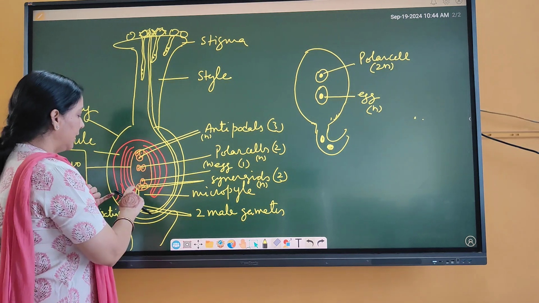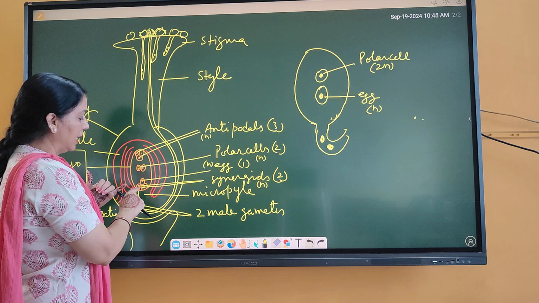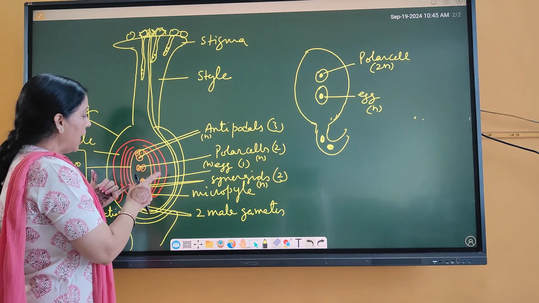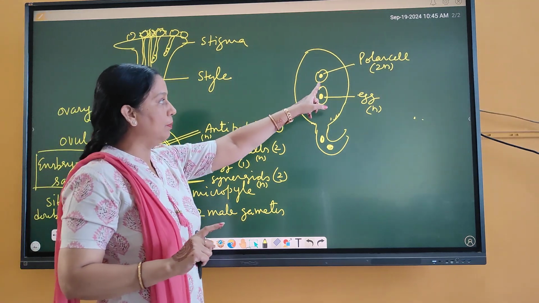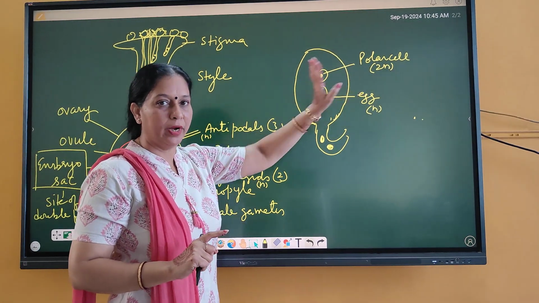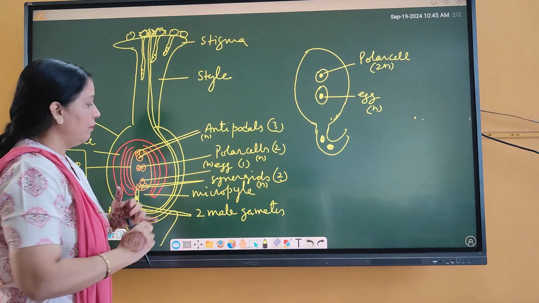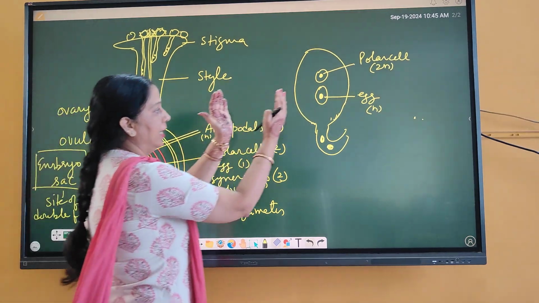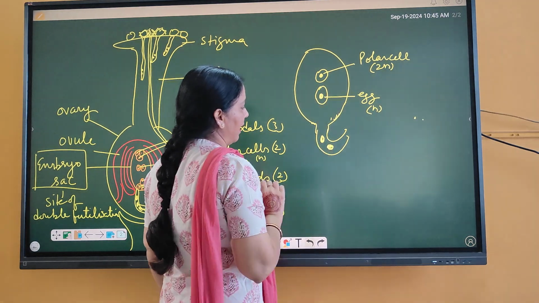Number 1, synergids secrete chemical to dissolve the wall of the embryo sac and they degenerate. At the same time, both these polar cells fuse and form a single polar cell, that is going to be a diploid cell. Antipodals also degenerate. So we have this embryo sac at this position here. So you can see there are only 2 cells left in it.